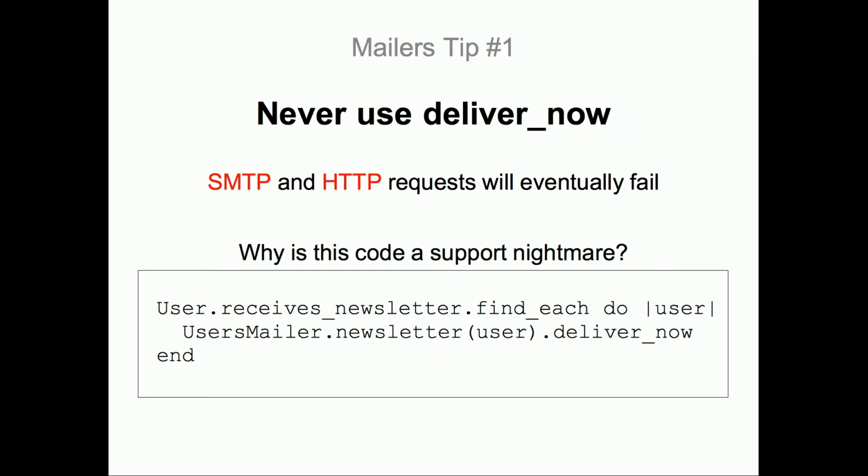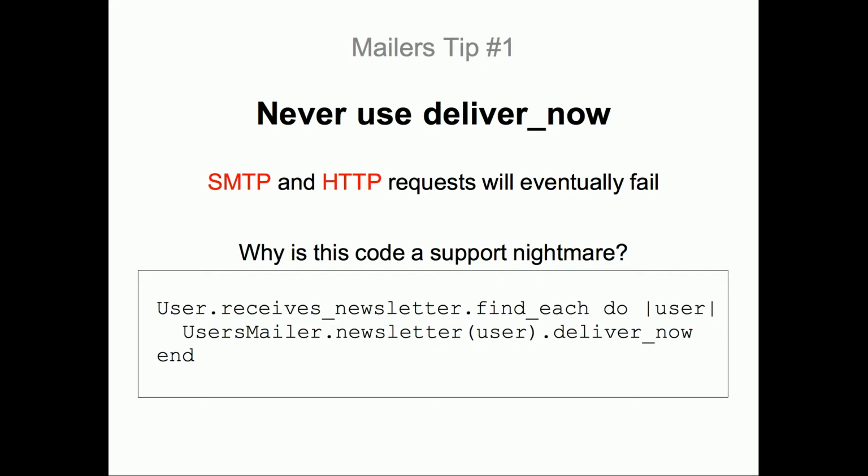So the mailers tip number 1 kind of piggybacks off that. Never use deliver_now. I've never seen a good reason why you should use deliver_now, which means you have this mail and you want to send it to the SMTP server right now. Like it's that important. But anything that wraps that could just randomly fail because SMTP servers die.